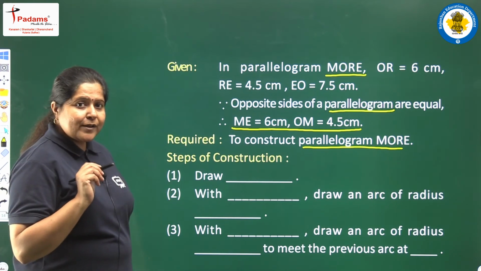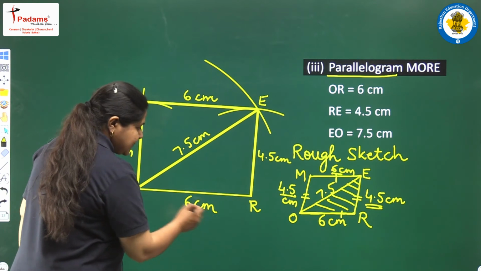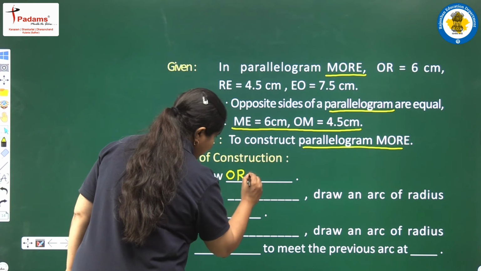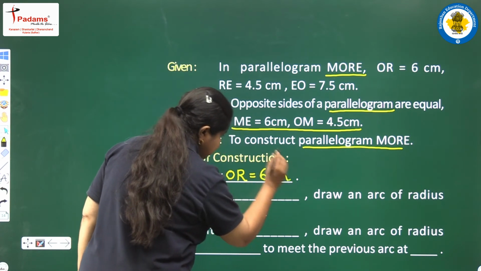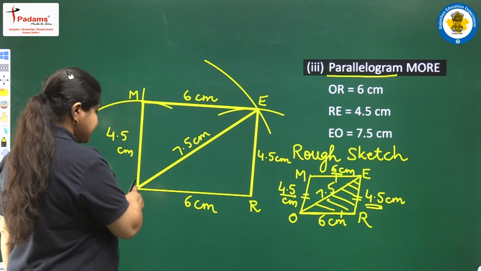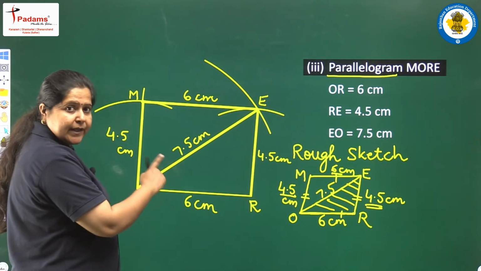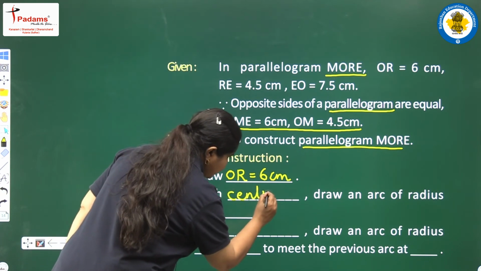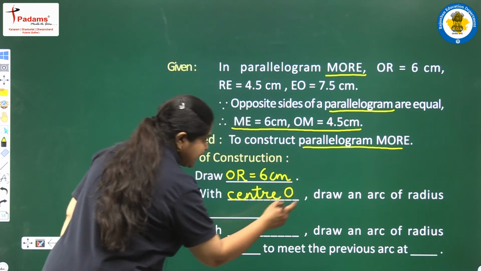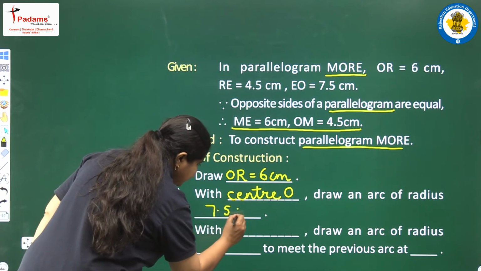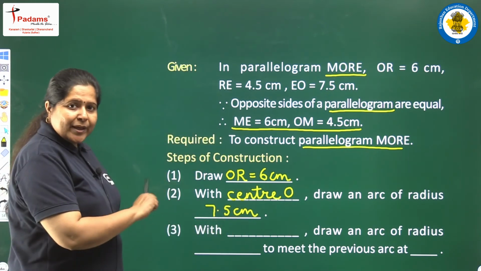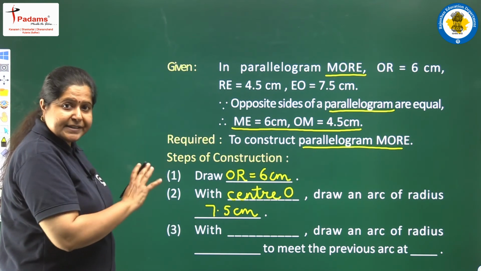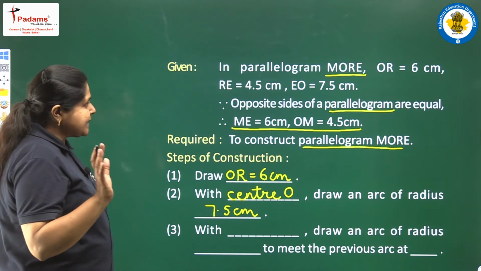What we did first of all? Draw OR equal to 6 centimeters. So, we will write here draw OR equal to 6 centimeter length. Then what next? With center O and radius 7.5, draw an arc. With center O, draw an arc of radius 7.5 centimeters. Are you able to relate these steps of construction with the actual way in which we constructed the parallelogram? I hope you are getting my point.